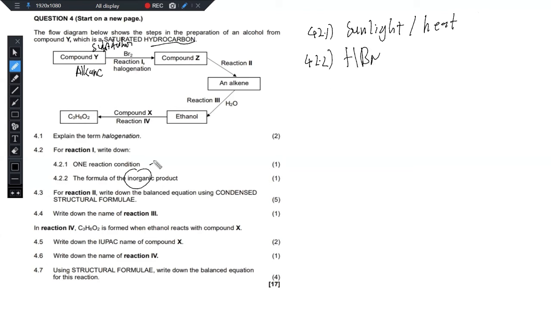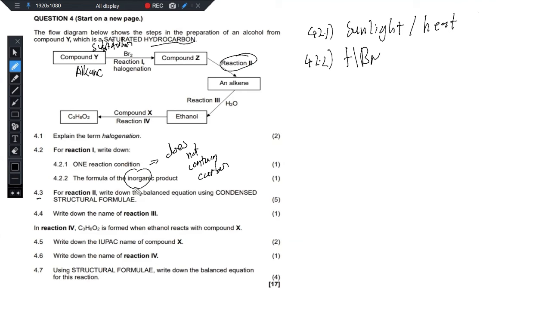Remember, inorganic means that it does not contain carbon, or is not an organic compound. So HBr is an inorganic product there. Now 4.3 says for reaction number 2, where is reaction number 2? There we go. Write down the balanced equation using condensed structural formula.